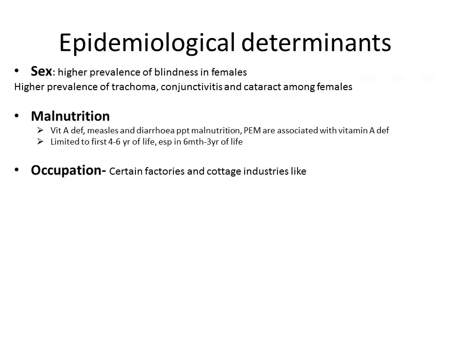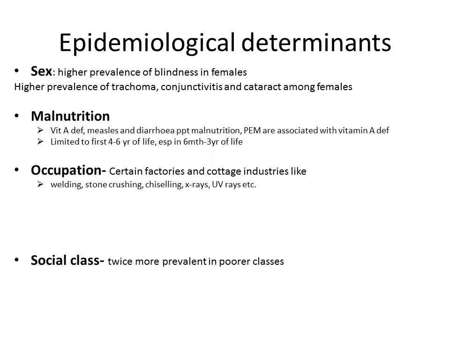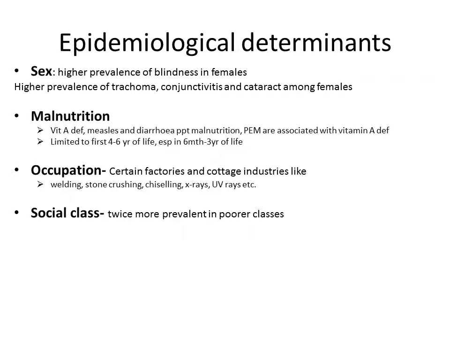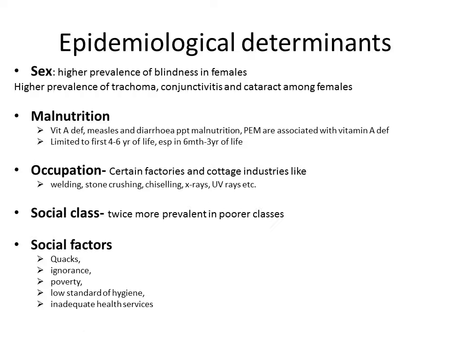Occupation. Certain factories and cottage industries where eye injury is possible, like welding, stone crushing, etc. Social class. Blindness is twice more prevalent in poorer classes. Social factors. Indulging in treatment with quacks, ignorance, poverty, lower levels of hygiene, and living in an area with inadequate health services. They are all risk factors for blindness.